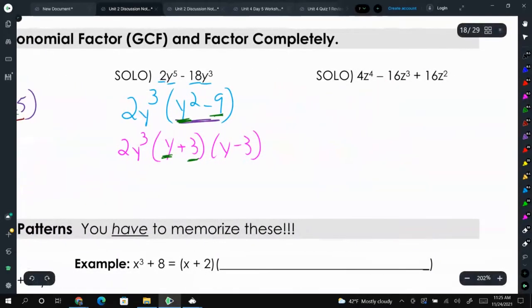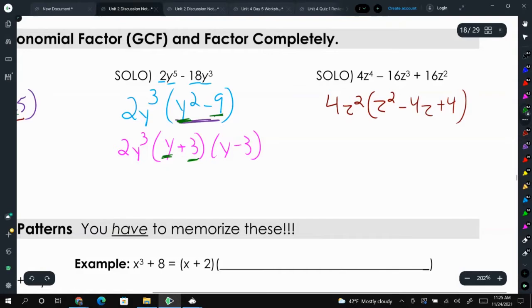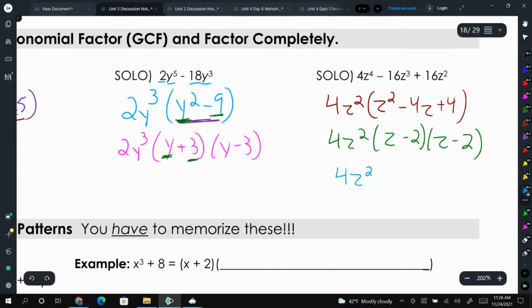And then finally, we can factor out a 4z squared as a GCF, and we're left with z squared minus 4z plus 4. And again, this is a perfect square trinomial, but it might be easier for some people to say what two numbers multiply to positive 4 but add to negative 4. Well, that's negative 2 and negative 2. So then our final factored form becomes 4z squared times z minus 2 squared.